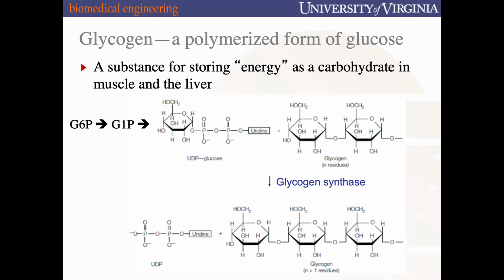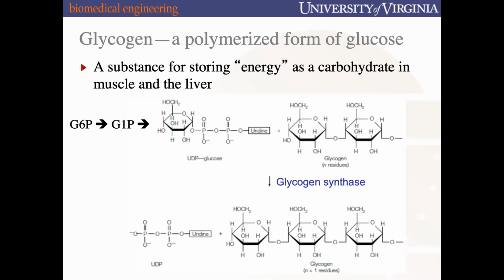And there's an enzyme that will promote the interaction between glucose 1-phosphate and UTP to form UDP glucose. There will be 2 phosphate groups released, and it'll produce this combination of glucose with uridine diphosphate, UDP. And then what ends up happening there is that this is the substrate for another enzyme called glycogen synthase.